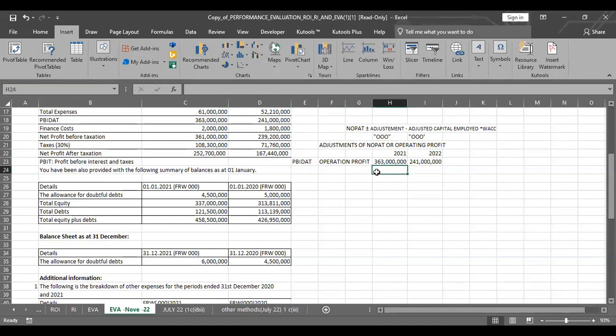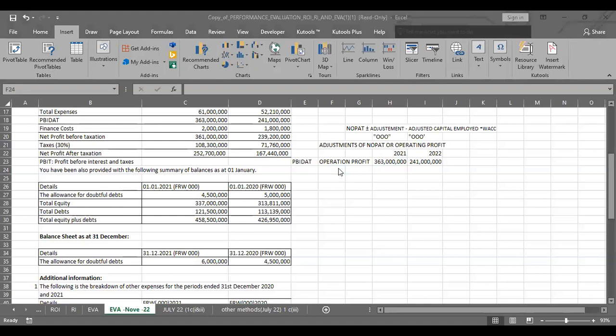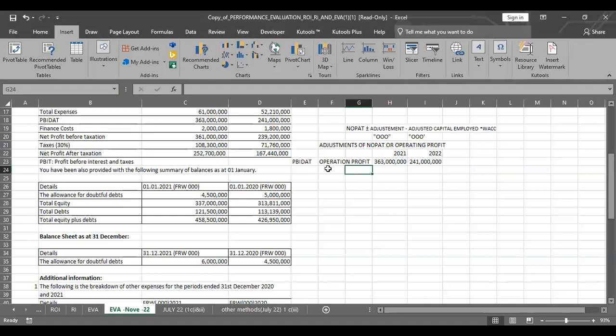Now we need to do some adjustments. Adjustments here will be adding and subtracting, since most times an adjustment can be plus or minus. That's why we put it as such. But let's focus on it and see. So there are some adjustments we may need to do.